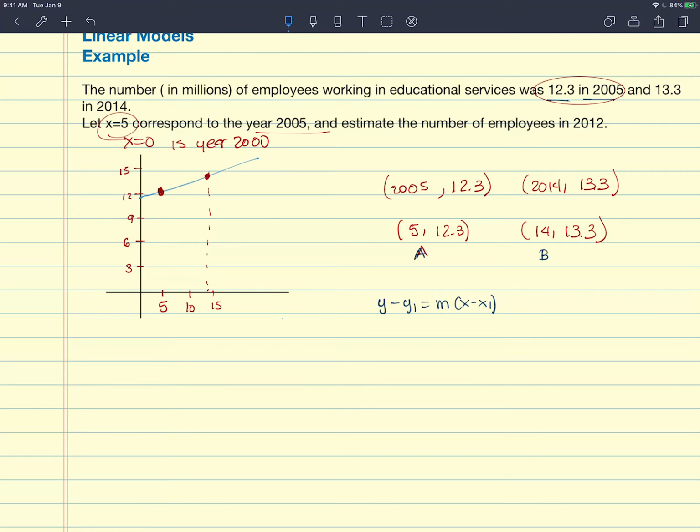So I like to use the point slope form for equation of lines. You can always just use y equals mx plus b and find the b. It's a matter of taste. I prefer the point slope form. So first, that means I first need to find the slope.